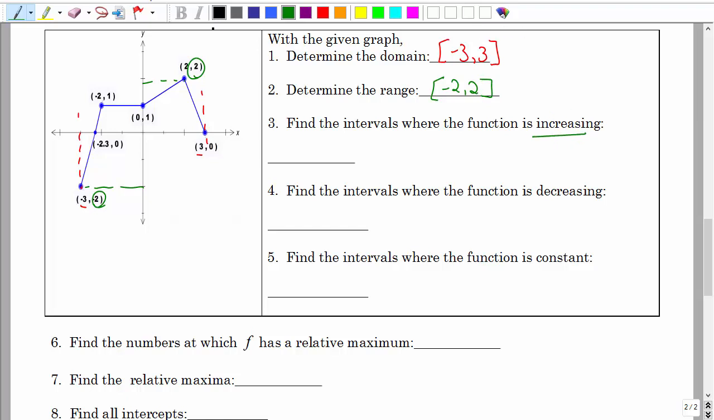Increasing, again, pretend that you start on the left-hand side and see where do you walk uphill. I'm walking uphill, stay flat, walk uphill. And you want those x values of where that's happening. So from -3 to -2, we're just going to be an open interval, so use parentheses, and then from 0 to 2.